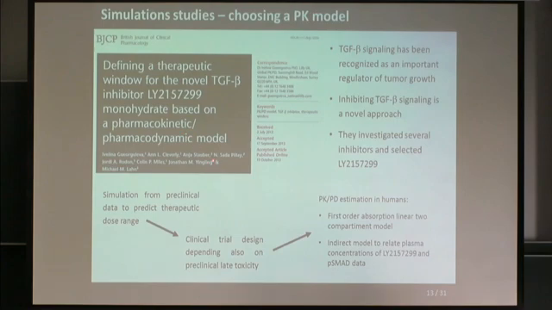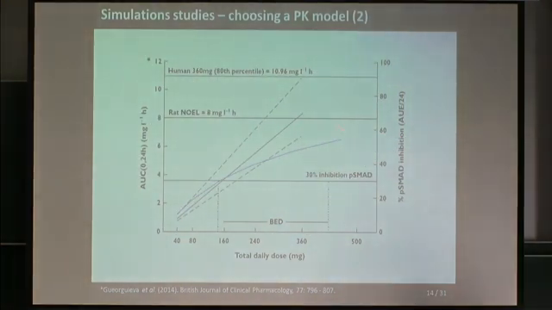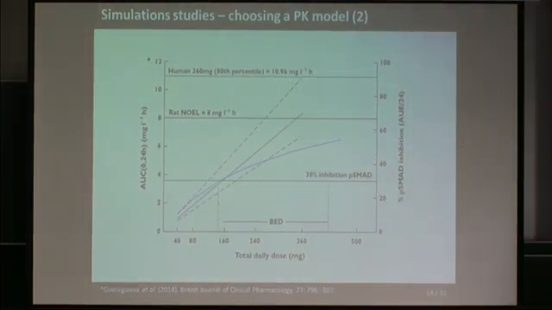And in the paper, they simulate from preclinical data to predict the dose range for a human clinical trial. Here we can see the picture that they put in the paper, where the blue line is the percentage of inhibition, so the PD, and the black line is the median of the human AUC predicted from preclinical data, and they choose the window with the two constraints related to the preclinical data.